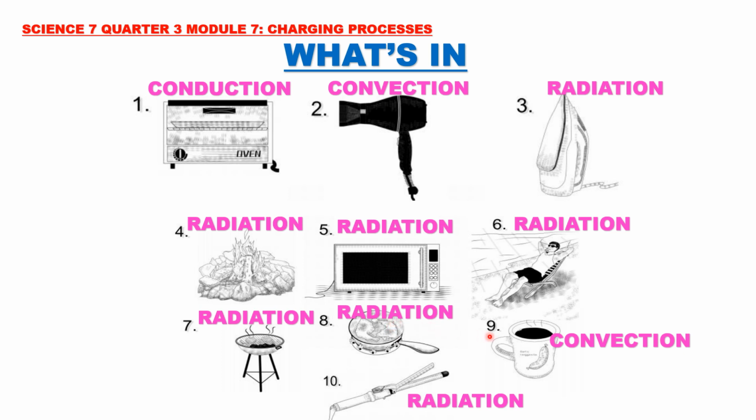Next, number 9. So for a steaming hot cup of tea, convection is taking place. So the warmer tea below rises to the top and the much cooler tea at the top sinks at the bottom, creating convection currents. And number 10, if you place your hand near this iron curler, heat transfers from the iron curler to your hand by means of radiation.